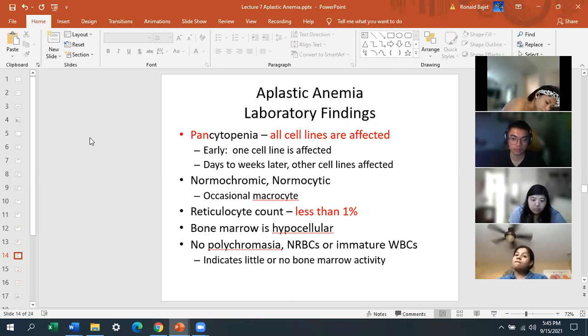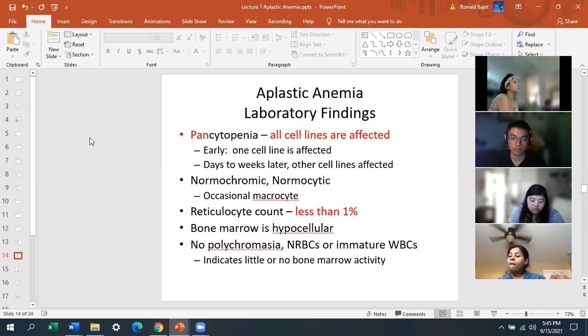It will be apparent. And it also starts off as normochromic normocytic. So your red cells look normal with an occasional macrocyte. And with this type of anemia, because your bone marrow is not working, your retic count is going to be normal. So the normal reference range for retic count is 0.5 to 1.5. So that looks normal. So you have a retic in the normal range, but you're suffering from aplastic anemia.